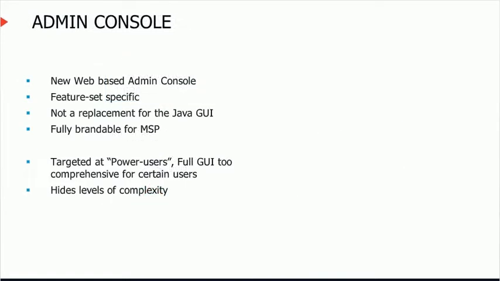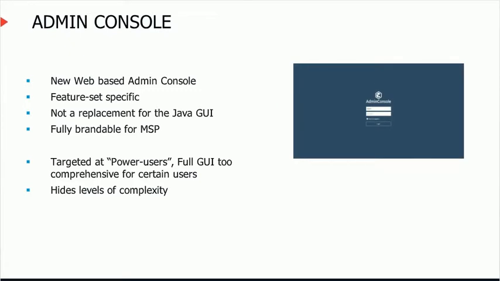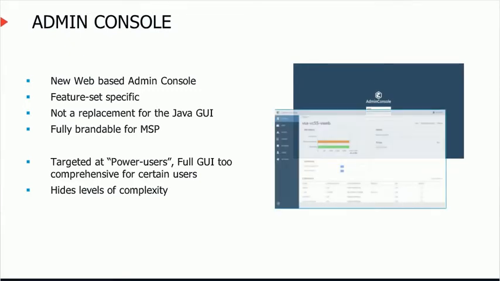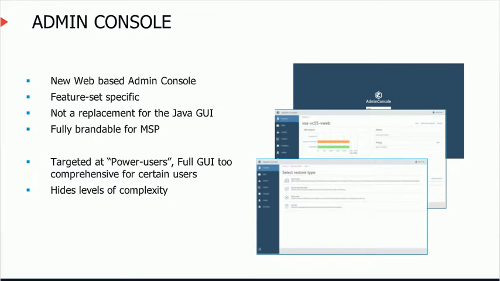CommVault has introduced a new admin console in version 11 targeted at power users looking to manage only a specific area of the environment. The first release of this feature is provided for virtual machine admins who can carry out all of their day-to-day operations and management without requiring access to the full Java GUI. CommVault plans to offer the admin console to manage other areas of the environment in future waves of the product.